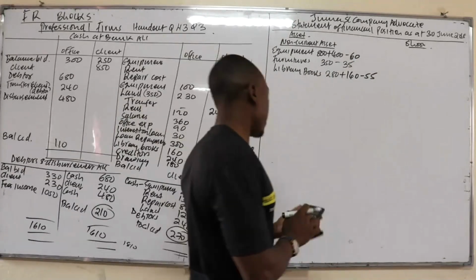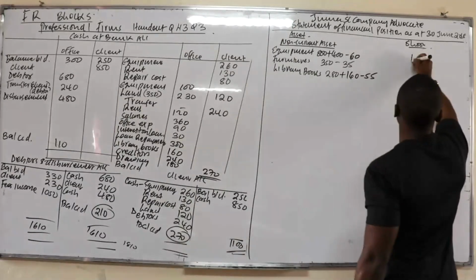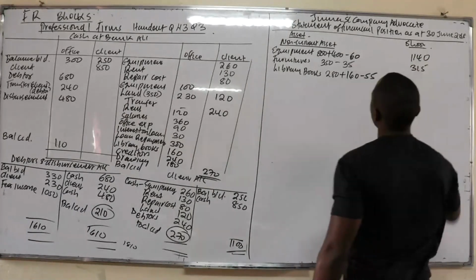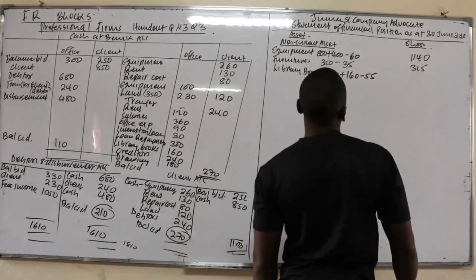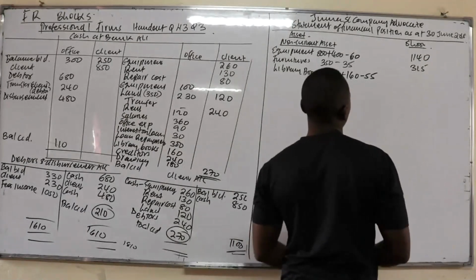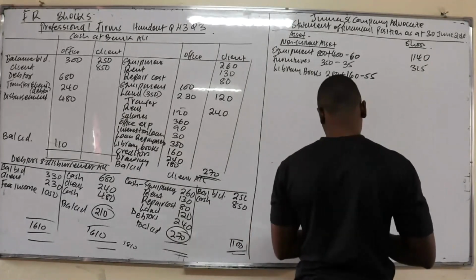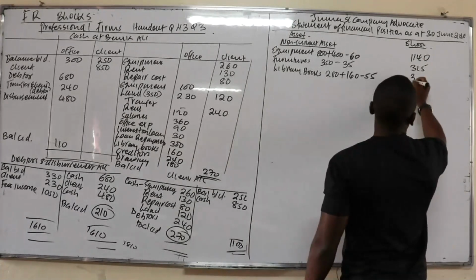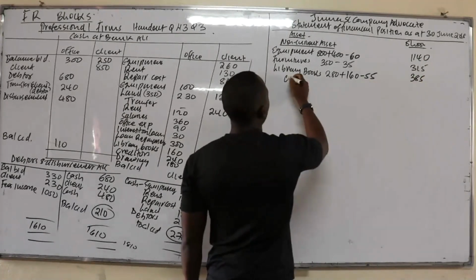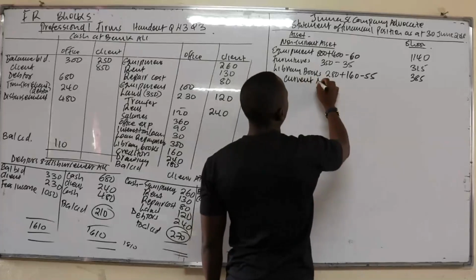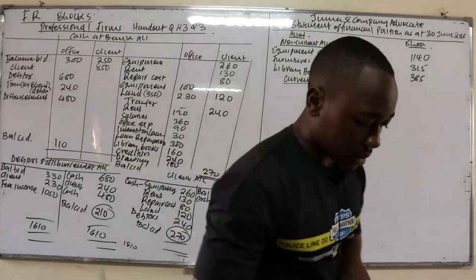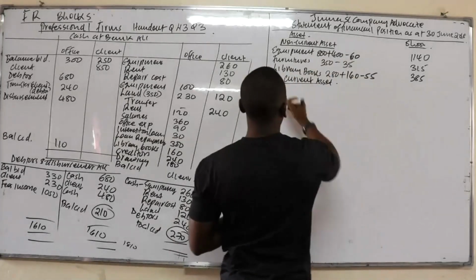So what do you get as the net book value? So this is 1140. So this is 315. So that is 440 minus 55. That is 385. So we go to the current assets. So on the current assets, we had work in progress.